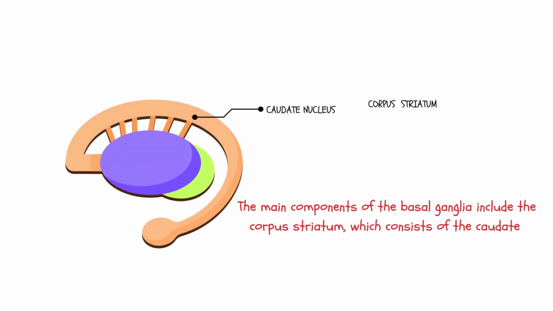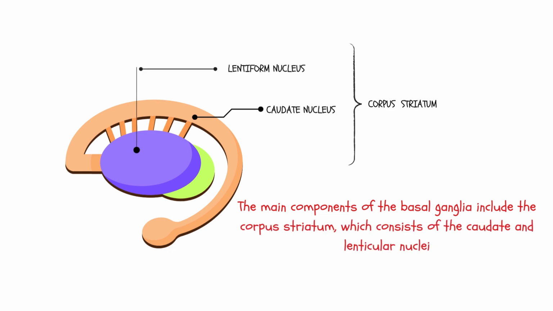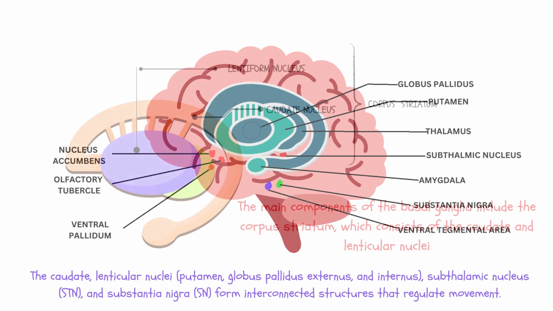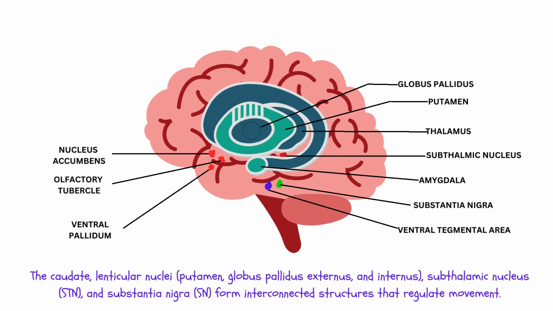The main components of the basal ganglia include the corpus striatum, which consists of the caudate and lenticular nuclei. The caudate, lenticular nuclei consisting of putamen, globus pallidus externus and internus, subthalamic nucleus, and substantia nigra form interconnected structures that regulate movement.